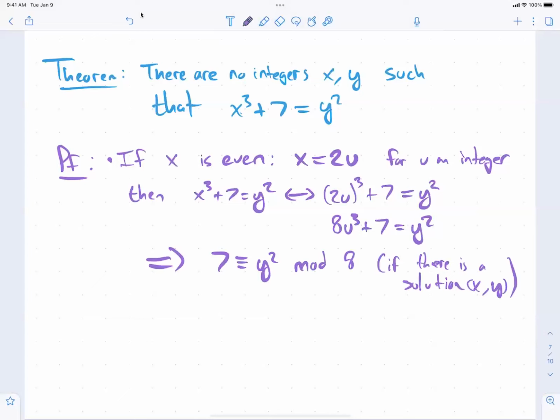So if I had some x and y that can make this happen, then if I just looked at this mod 8, this says y squared differs from 7 by a multiple of 8. But if I look at the possible squares mod 8, 7 isn't one of them.